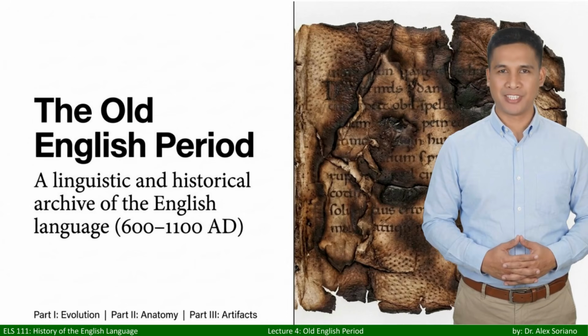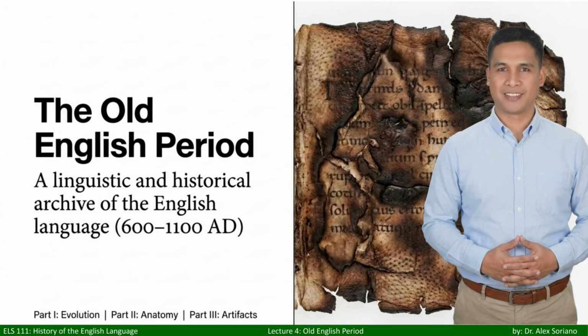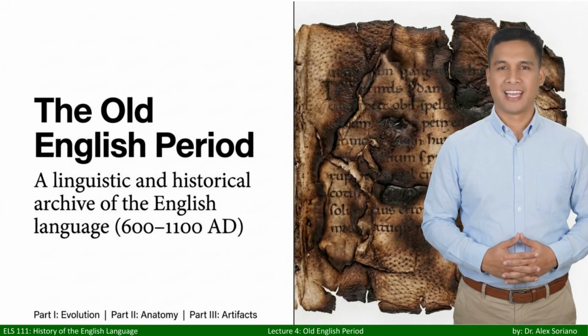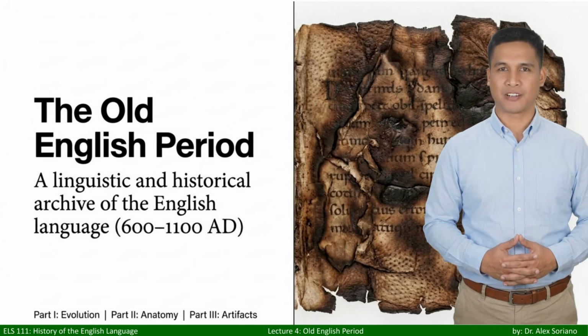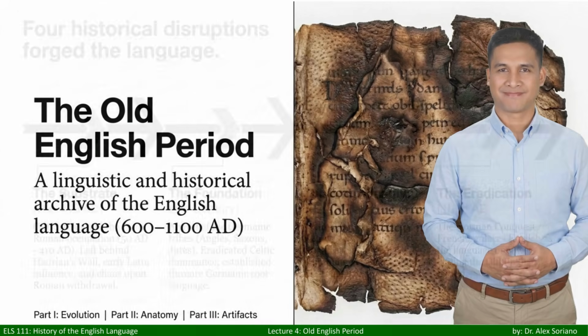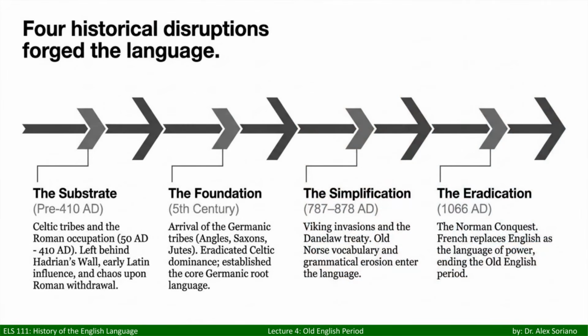Part 1, Evolution, revisits the historical disruptions that shaped this period. Part 2, Anatomy, goes deep into the actual grammar, the sounds, the word endings, and the sentence rules of Old English itself. And Part 3, Artifacts, lets us read real surviving texts, including a few lines of Beowulf. Think of today as taking the single Old English column from our earlier timeline and opening it up under a microscope. Let's begin. This timeline gives us four historical disruptions, and I want you to treat this as our roadmap for the whole first part of today's lecture.